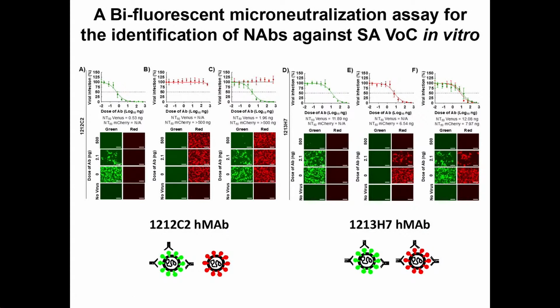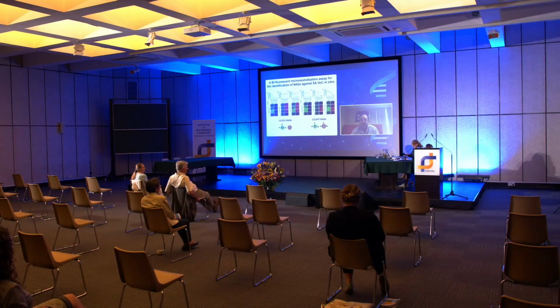And here I want to show you the results of this bifluorescent microneutralization assay using infection with these viruses individually or in combination. And to do that, we use 2 monoclonal antibodies. The 1212C2 that I showed you before is able to efficiently neutralize the original Washington strain, but we found out that it's not able to neutralize the South African variant of concern. And another antibody that we use is this 121387, that is a monoclonal antibody that we also isolated in the lab from a patient that was, sorry, I don't know what happened.